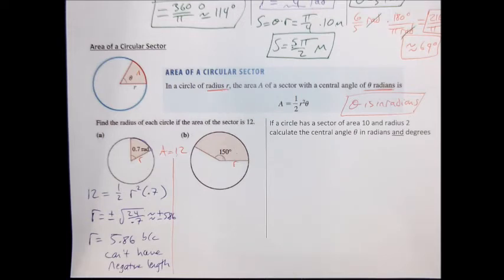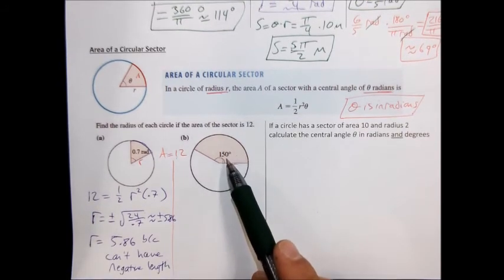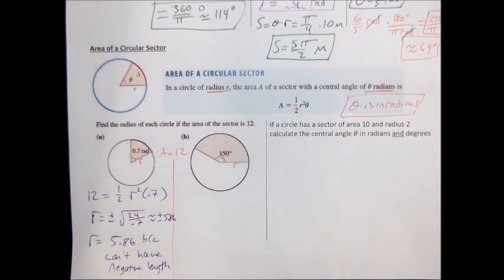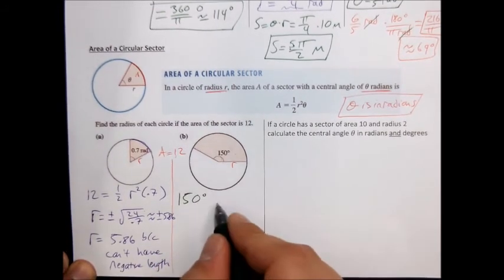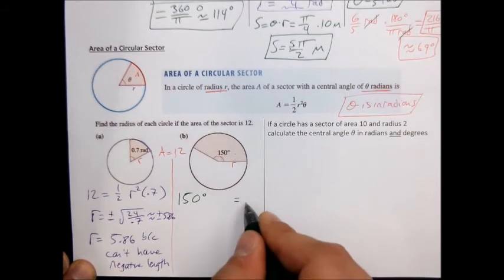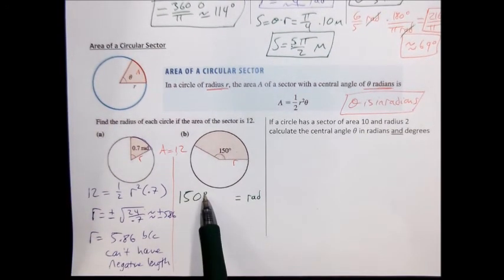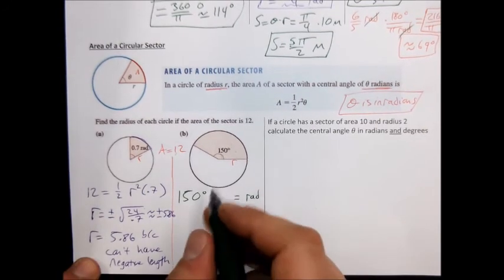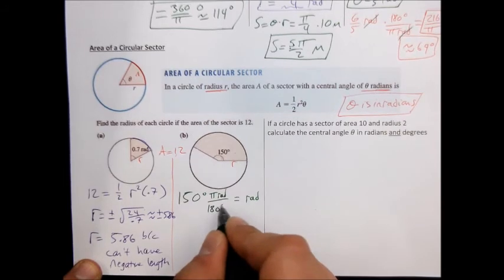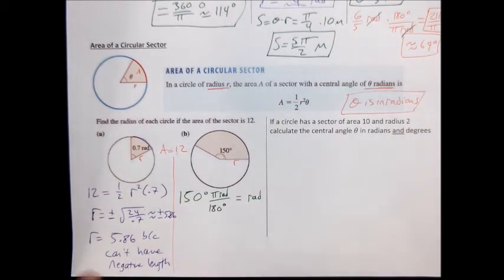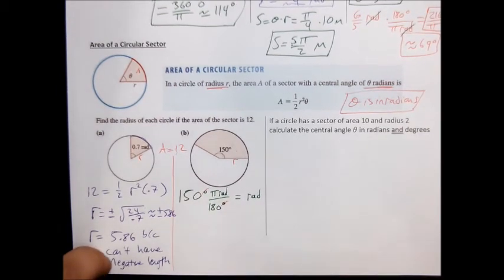The other one is very similar, but we're given 150 in degrees. If we want to take 150 degrees and get radians, we need to cancel the degree and give us a radian. That means we multiply by pi radians and divide by 180 degrees, so that the degrees cancel and the radian sticks with us.